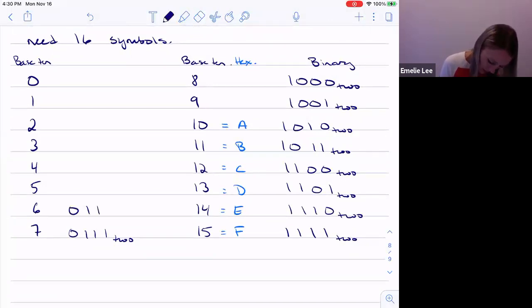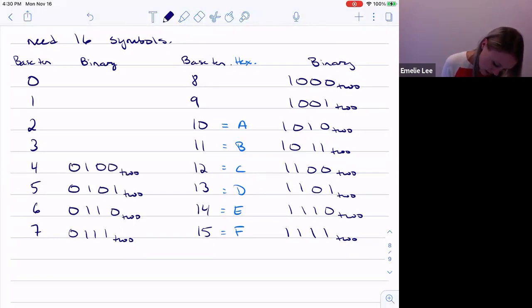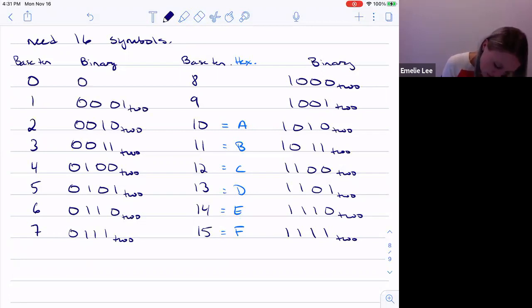So we have 0, 1, 1, 0 base 2, and this is binary as well, of course. 0, 1, 0, 1 base 2, 0, 1, 0, 0 base 2, 0, 0, 1, 1 base 2, 0, 0, 1, 0 base 2, 0, 0, 0, 1 base 2, and finally 0, 0, 0, 0 base 2.